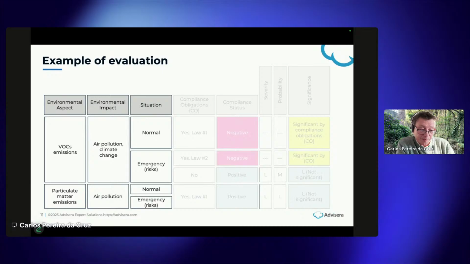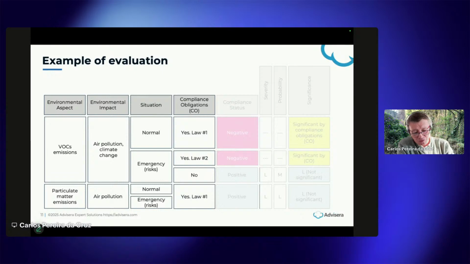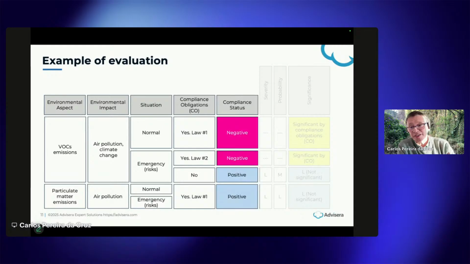Are there any compliance obligations related to this? Yes, we have some laws here, law number 1, law number 2. One topic there is that no law is available regarding one part of the emergency risks. Okay, and we evaluate, based on the requirements of the compliance obligations, are we actually complying? What is our compliance status? In this example, the first two are negative. The second two are positive.